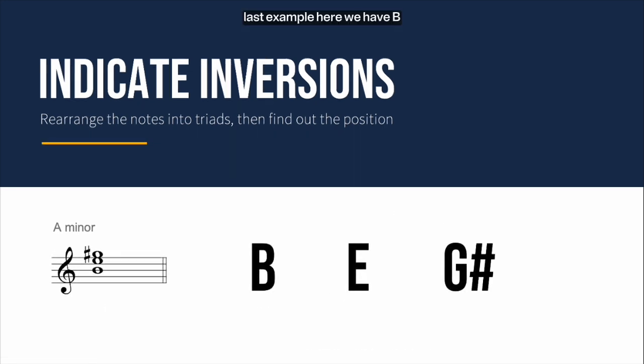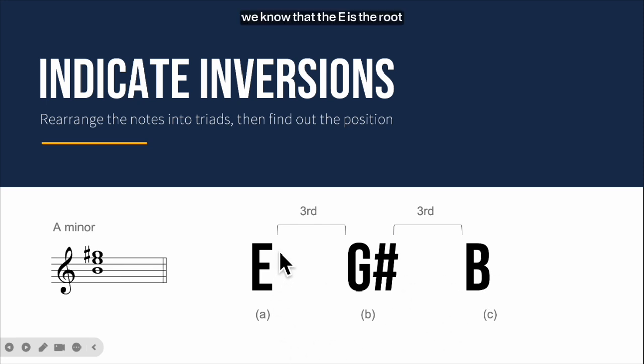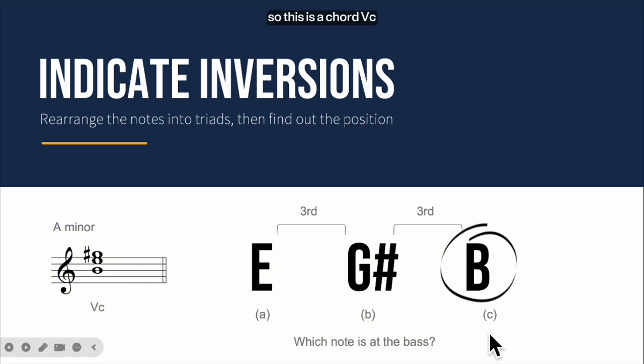Last example here, we have B, E, and G sharp in the key of A minor. Are the notes arranged in a pair of thirds? No, because B to E forms a fourth. Once rearranged as E, G sharp, and B, we know that the E is the root, so this is a chord 5. To locate the inversion, identify that the note at the bass is a B note, so this is a chord 5C.